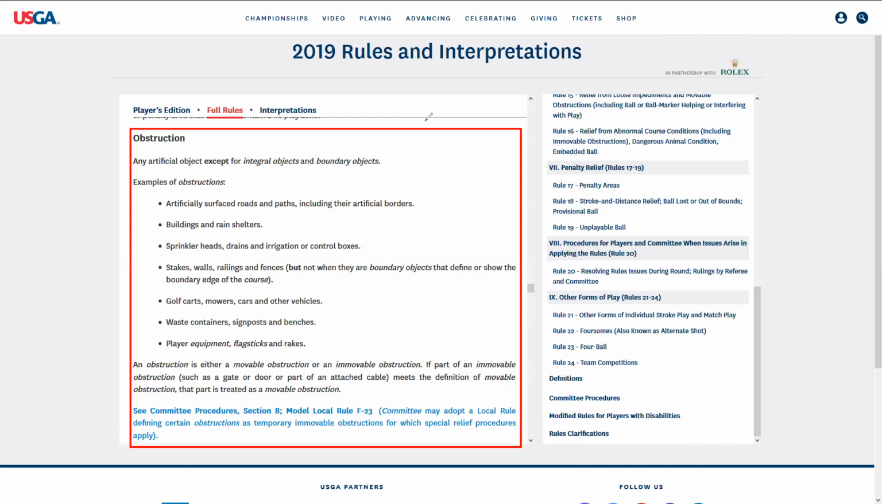And then at the very bottom of that definition, it says an obstruction is either movable or immovable. If part of an immovable obstruction, such as a gate, a door, or part of an attached cable, meets the definition of movable obstruction, that part is treated as movable. That's the same thing we just went over under movable obstruction.